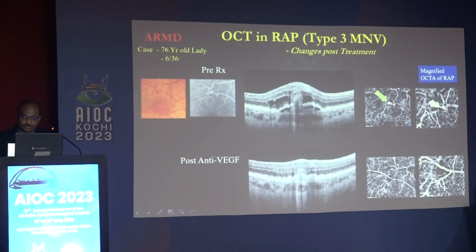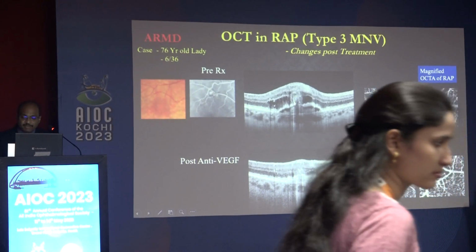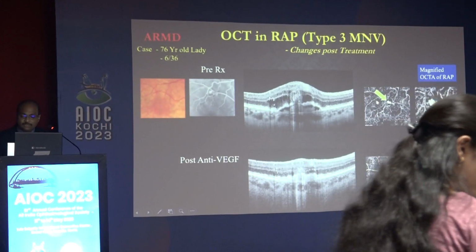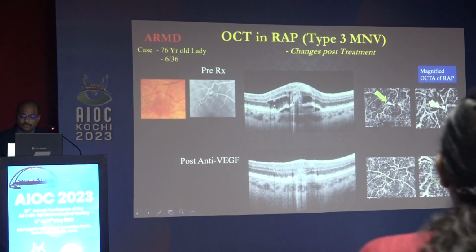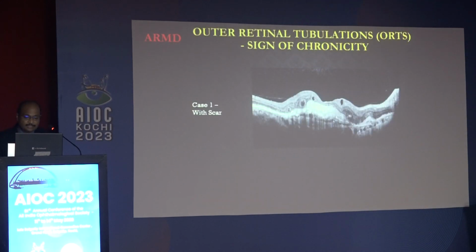Another example where you see the RAP lesion, where right there, the elevated PED, the RAP lesion is diving down under the RPE, and you see the network on the OCTA here. Post anti-VEGF, you see the intraretinal fluid and the subretinal fluid regressing, as well as the OCTA lesion getting wiped out. This is an example of AMD with a disciform scar.